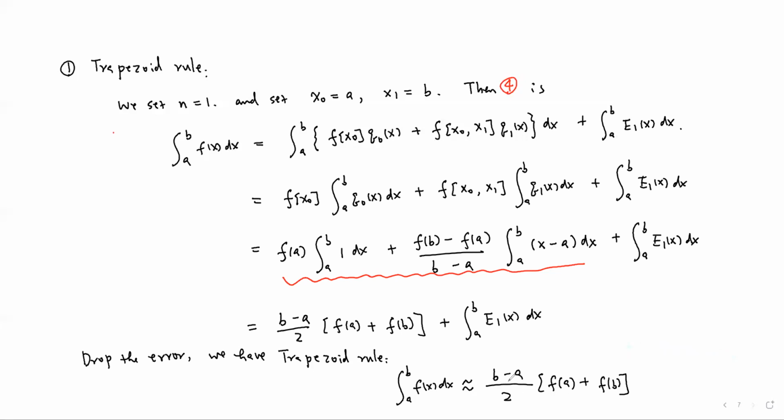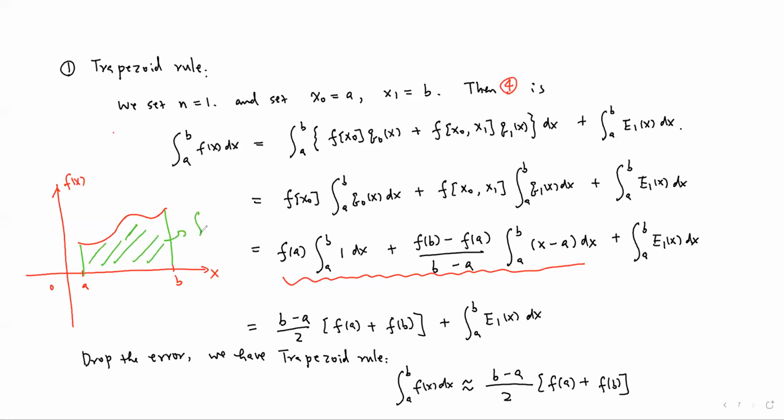The right hand side of this approximation is the area of a trapezoid. Let me draw the graph of function f. Suppose A is here, B is here, and this is the graph of function f. Then the left side of this approximation, the integral, is the area of the region between the graph and the x-axis and between A and B.